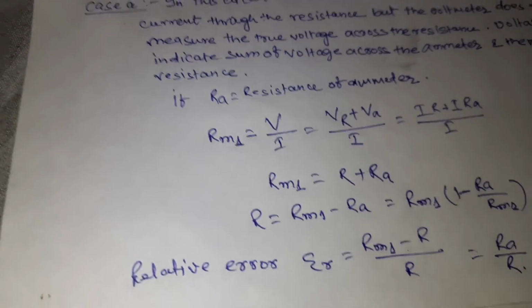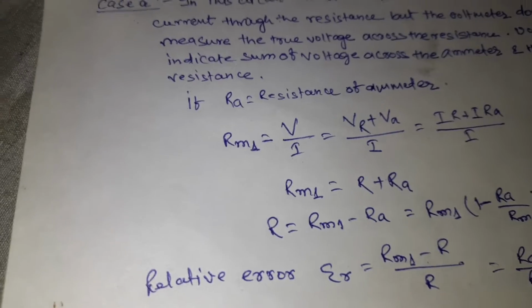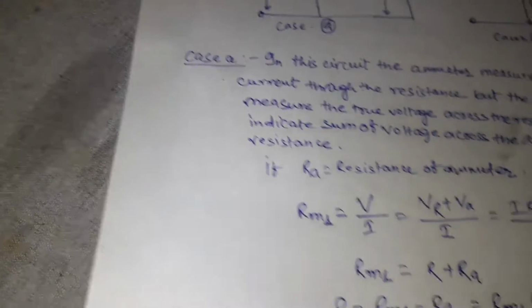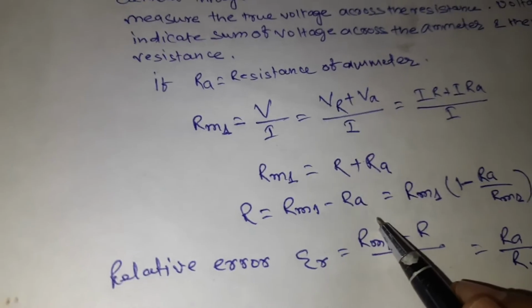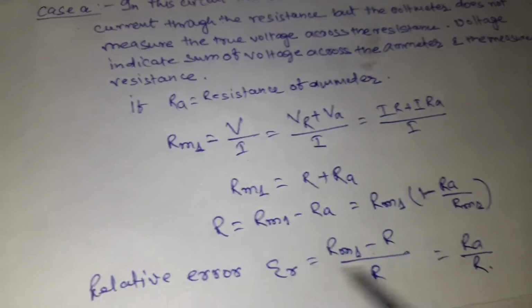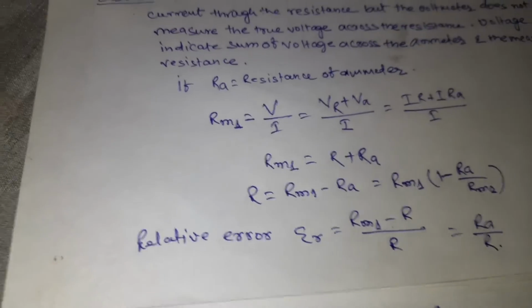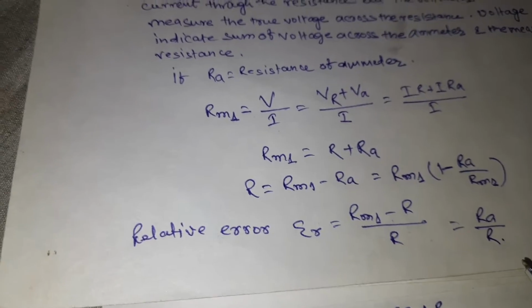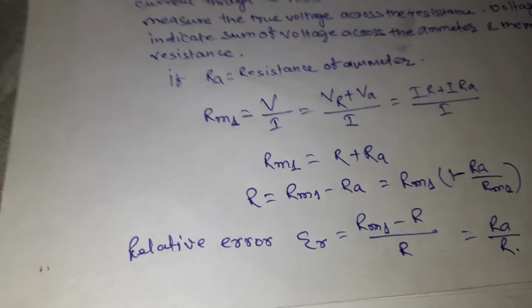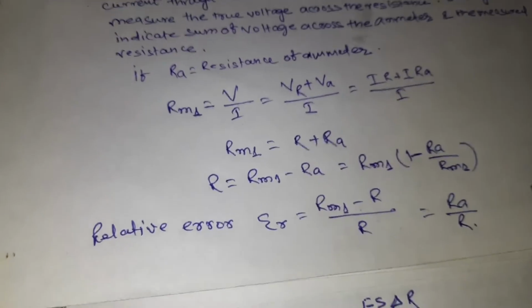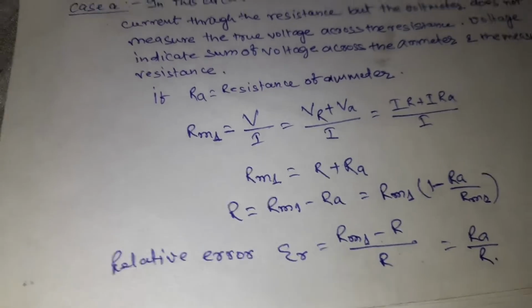So the actual resistance is equal to RM, the measured resistance, minus the ammeter resistance RA. This part is the error, so we have to calculate the relative error. The relative error is the measured resistance minus the true value of resistance, divided by the true value. In terms of ammeter resistance, the relative error is equal to RA by R.